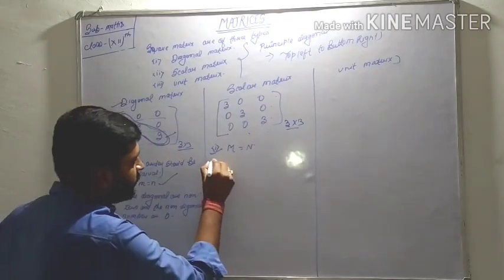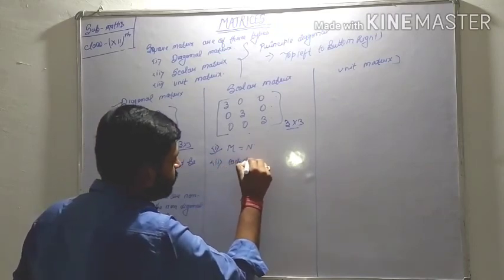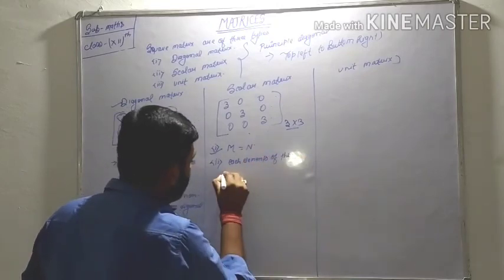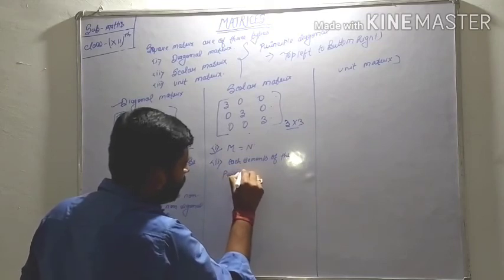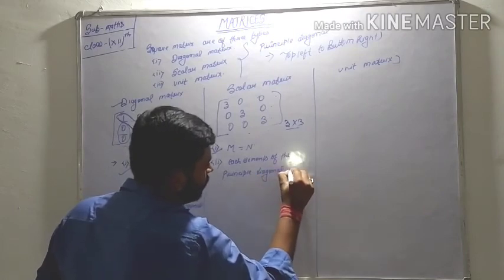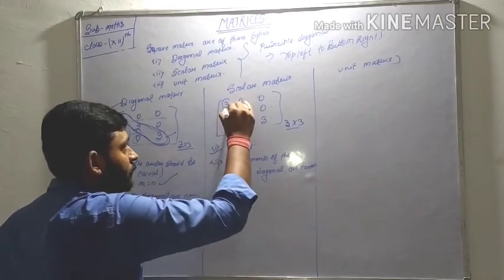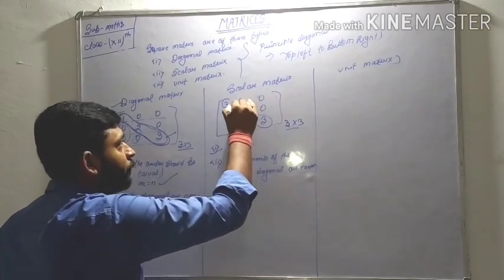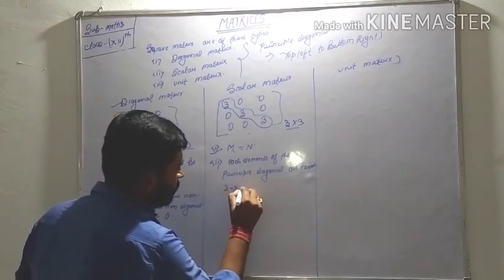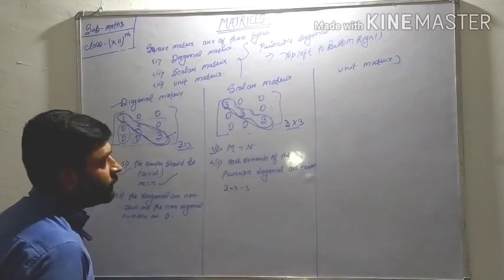And condition 2, each element of the principal diagonal is equal. That means 3 is equal to 3 is equal to 3, because all the principal diagonal elements are 3.